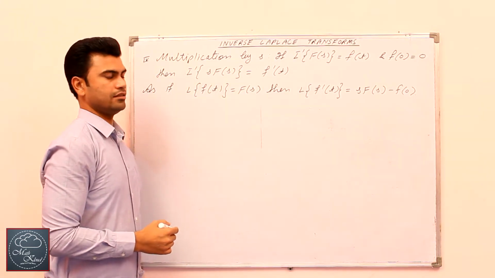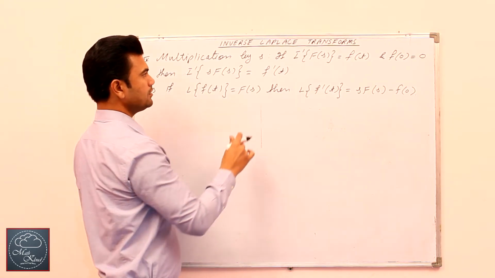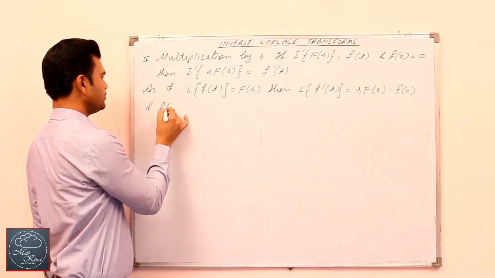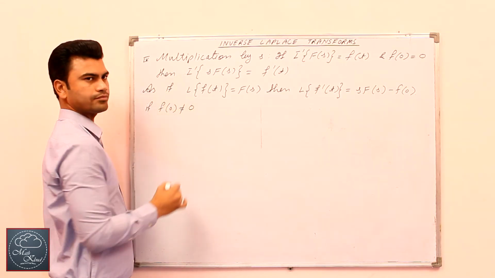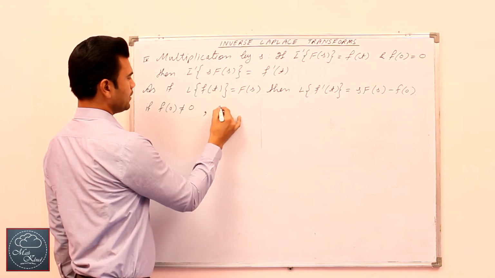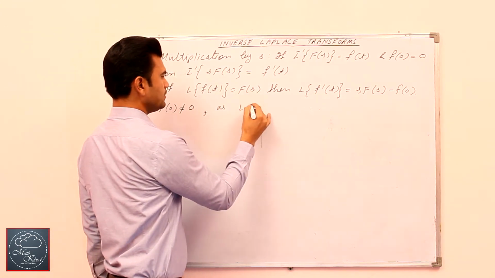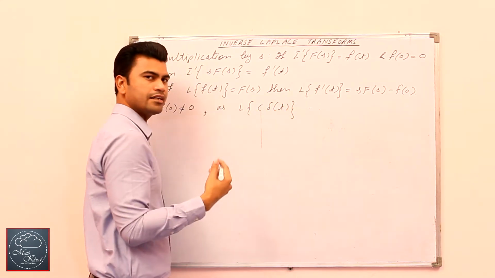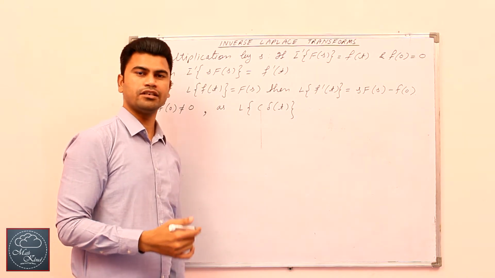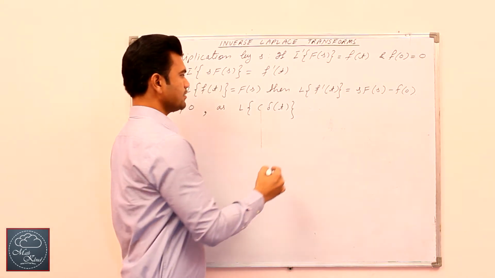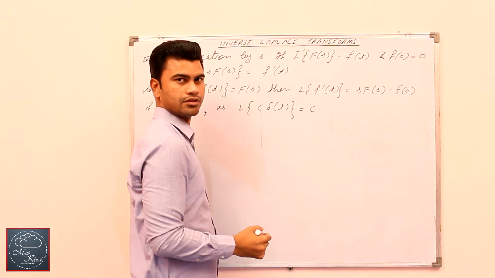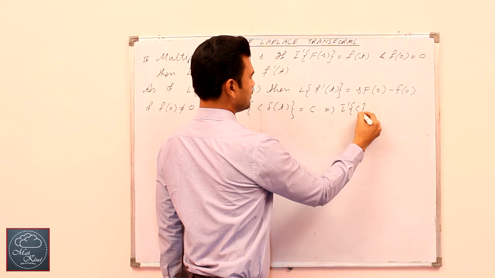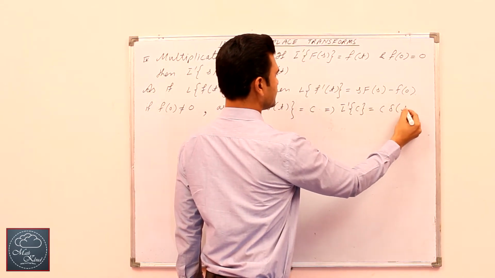And also note that if f of 0 is non-zero, then again, as you know, the Laplace transform of c delta t, where c is any constant and delta t is the Dirac delta function, is nothing but c. Therefore the Laplace inverse of c is c delta t.